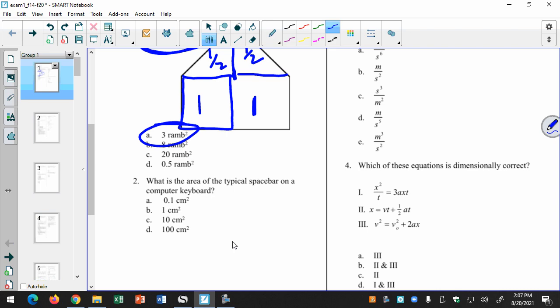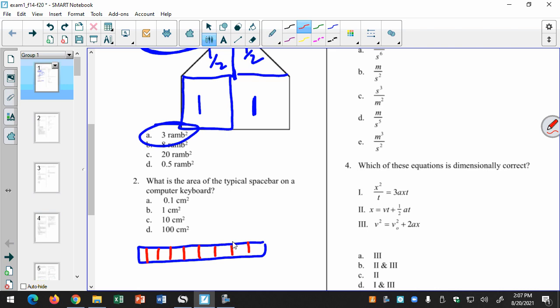I ask, what is the area of a typical space bar on a computer keyboard? Now I'm looking at a space bar right here, and I know that a centimeter is approximately the width of my pinky. And so I imagine, how many times can my pinky fit across the length of an average space bar? Well, if I imagine my space bar, it's long and rectangular, I would say that my pinky could fit about 8, 9, 10 times across the length of a space bar.